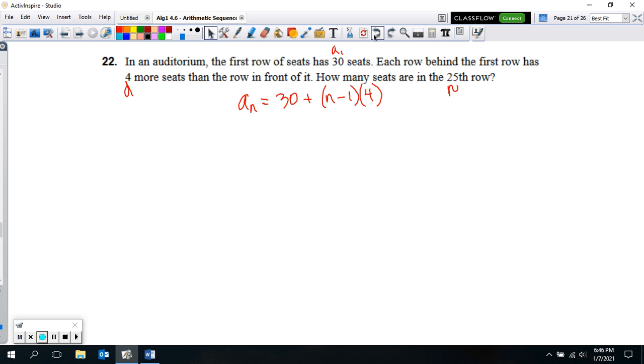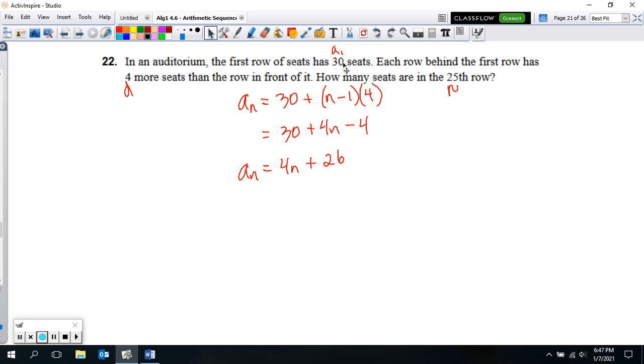Distribute the 4 into n minus 1, just like we were just doing. So 30 plus 4n, 4 times n, and then 4 times negative 1 is negative 4. Combine the 30 and the minus 4, so take 4 away from 30, and we're going to end up getting 4n plus 26. So there's our equation. We just now need to plug 25 in for n to figure out that 25th row.